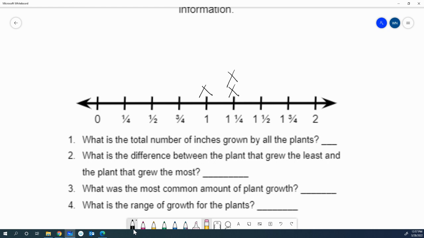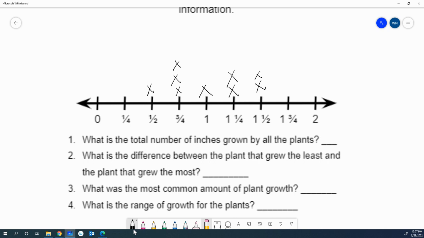The tulip and petunia grew 3/4 inches. So we have 1 for tulip, 1 for petunia. The orchid grew 1½ inches. Make sure you're following along and marking your chart with mine. While the carnation grew 1/2 inch. The lily grew 1½ inches. And the sunflower grew 3/4 inch.